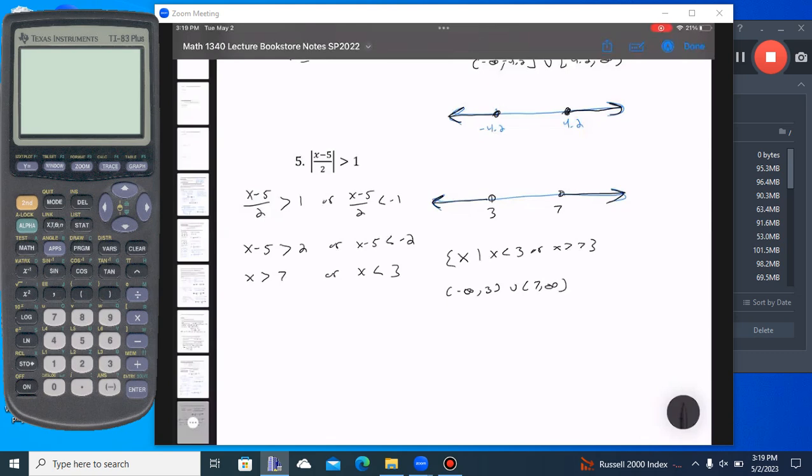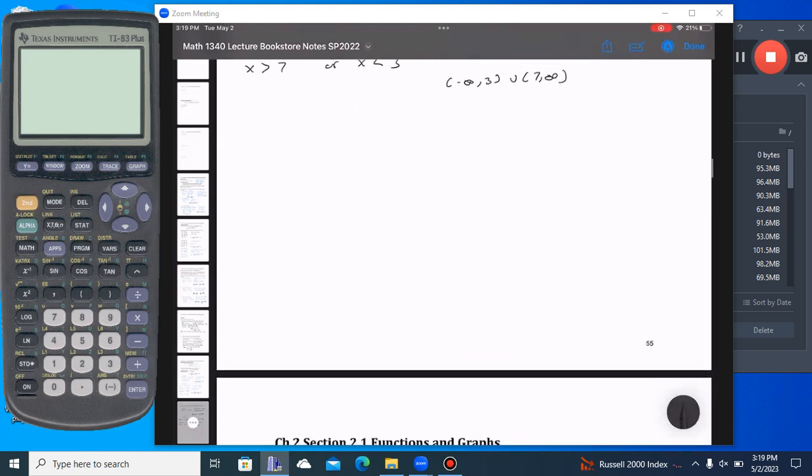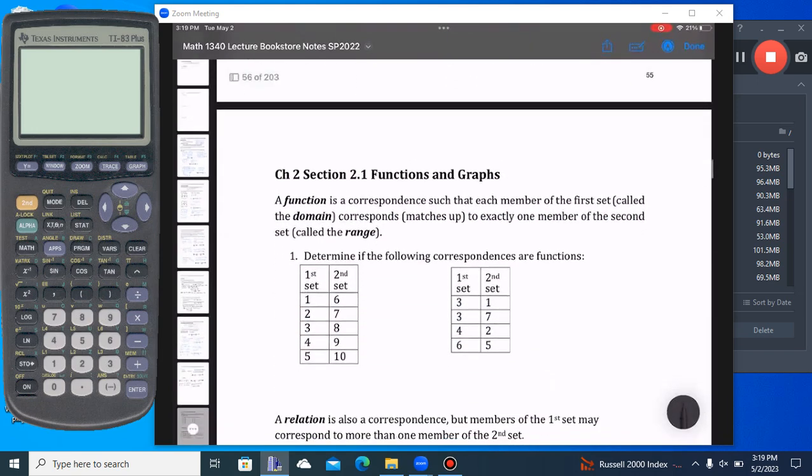Okay, that is absolute values and linear inequalities, and I'll see you in chapter 2.